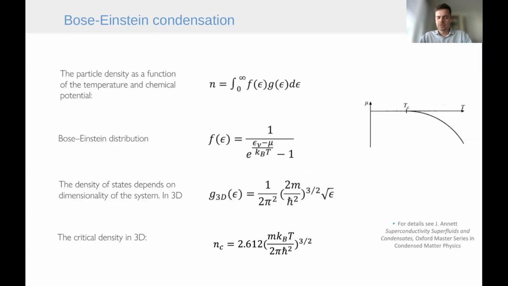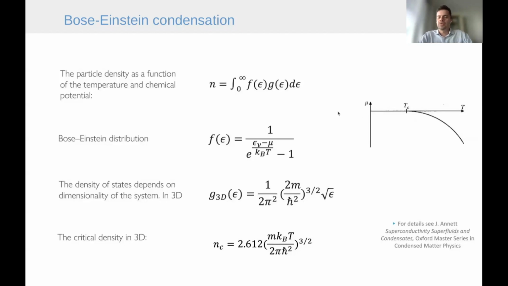So what does it mean? If we look at the chemical potential that corresponds to the equilibrium state as we decrease the temperature at fixed density, we will find that as we approach the critical temperature, the chemical potential will approach 0. And at this point, this chemical potential will just become equal to the ground state energy, or to 0 as we assumed before.